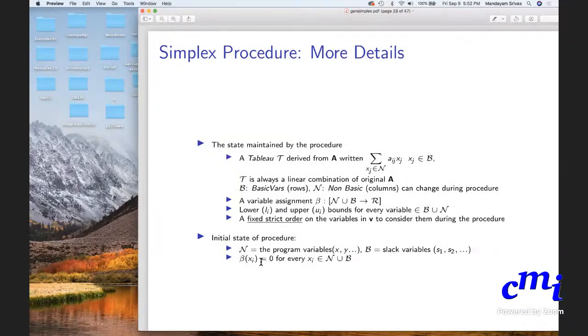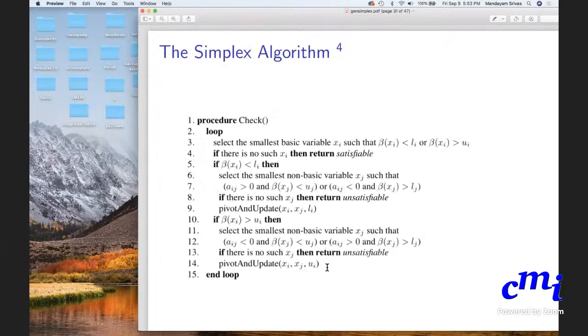In the initial state, we assume that all the variables are assigned a 0. Okay, so here is the algorithm, in pseudocode. As I said, you keep doing it until all the constraints are okay.